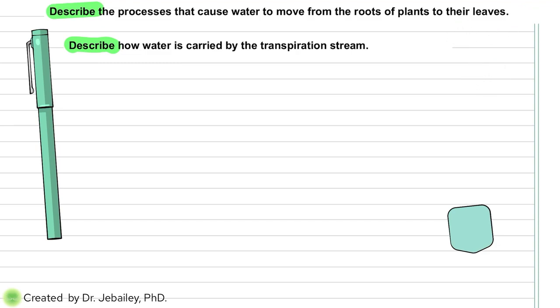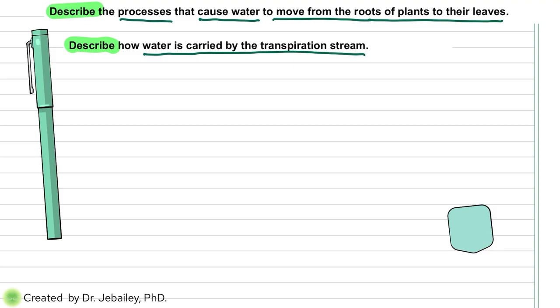These two questions, I picked them because these are common questions that come out, and they come from different IB papers, but they're both asking about the same thing, using different words. I'm going to show you how sometimes IB does not always ask exactly the same way, but it's still asking the same thing. Here it says, describe the processes that cause water to move from the roots of the plants to their leaves. Here it says, explain how water is carried by transpiration stream. These are asking exactly the same thing.